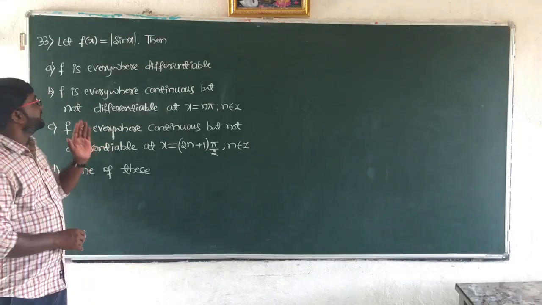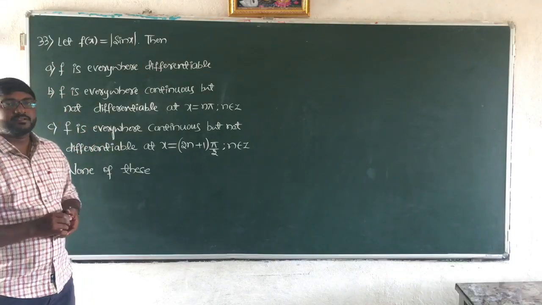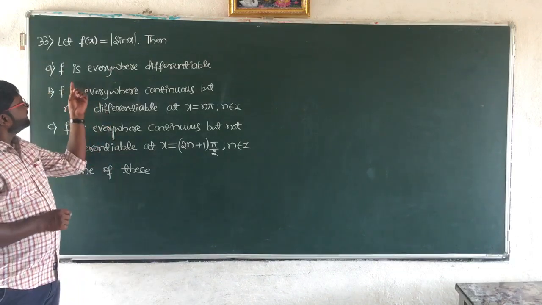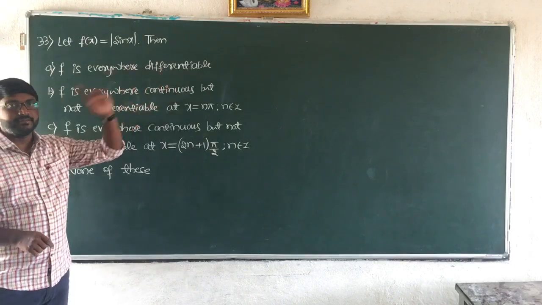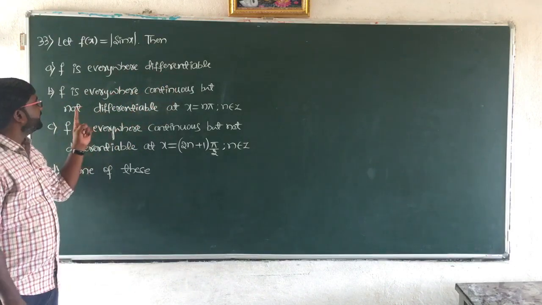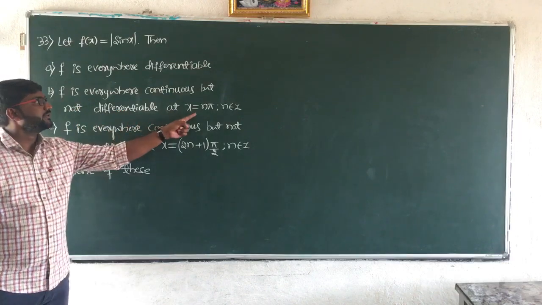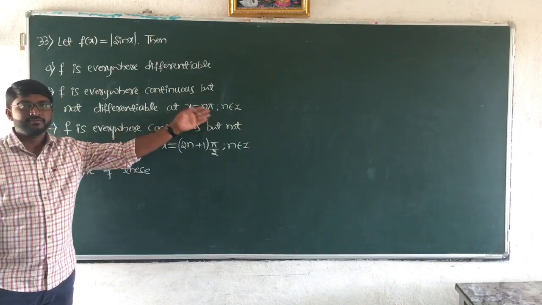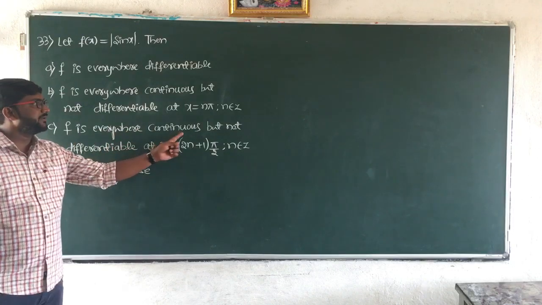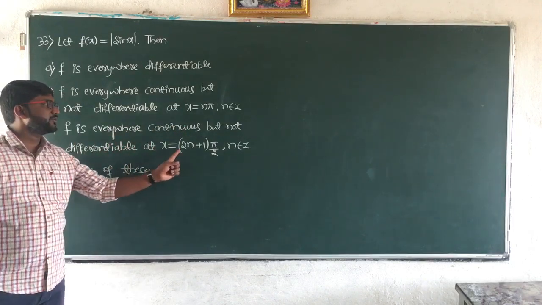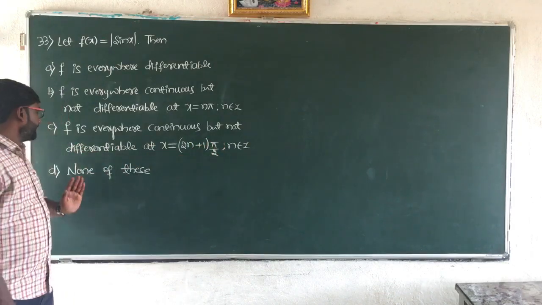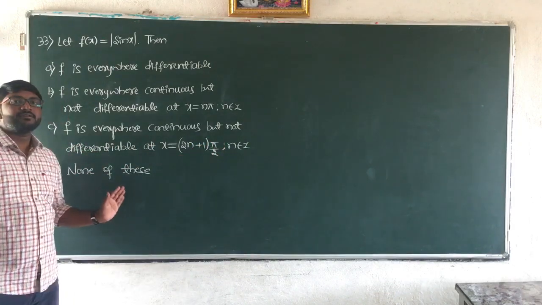So the next question it is, let f of x which is equal to mod sin x. Then the 4 options are: f is everywhere differentiable, and then second option it is f is everywhere continuous but not differentiable at x equal to n pi, n belongs to Z. And then option C it is f is everywhere continuous but not differentiable at x equal to (2n plus 1) into pi by 2 and n belongs to Z. And then the last option it is none of these.